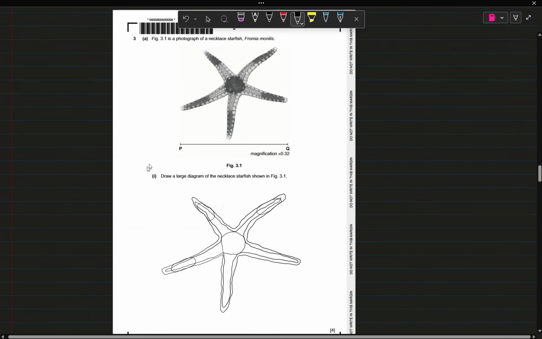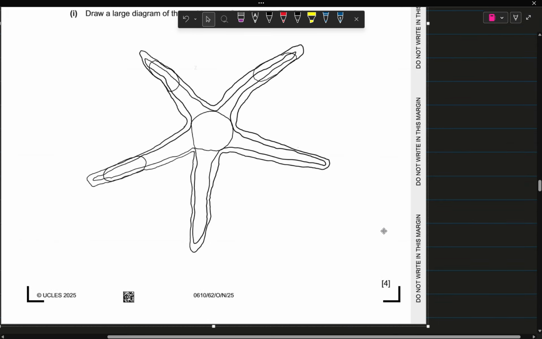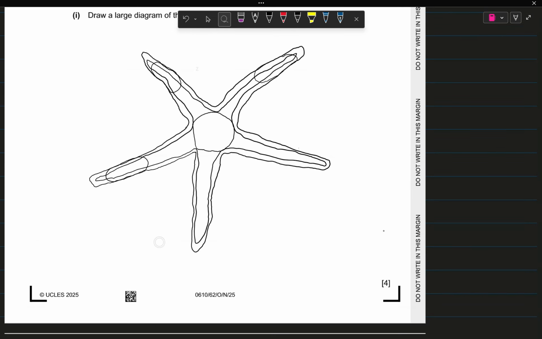Okay, since I am happy with this result, except maybe I skipped drawing the circles over here, so I'll just draw that quickly. And then we can move on to the next section of the question.